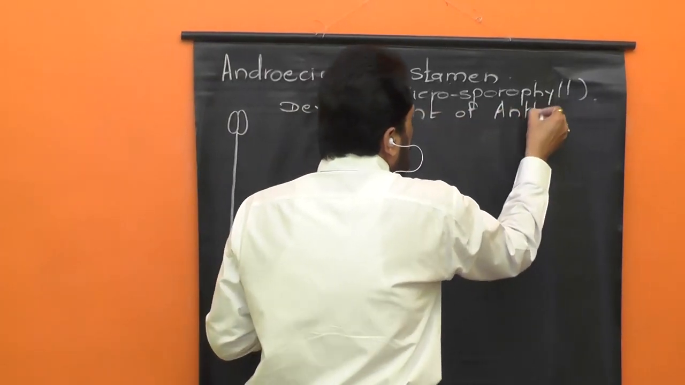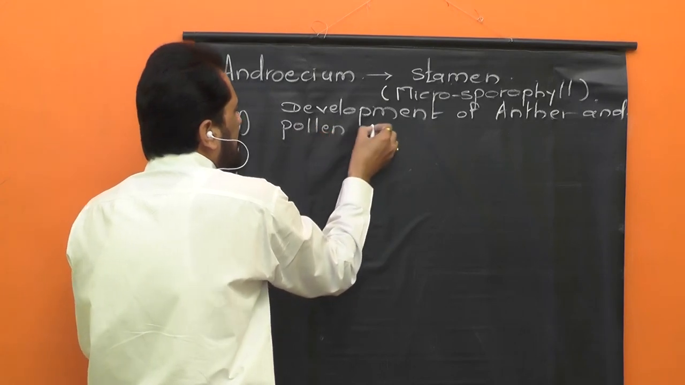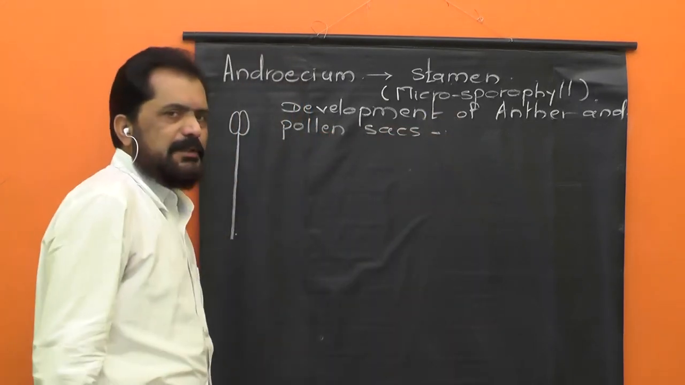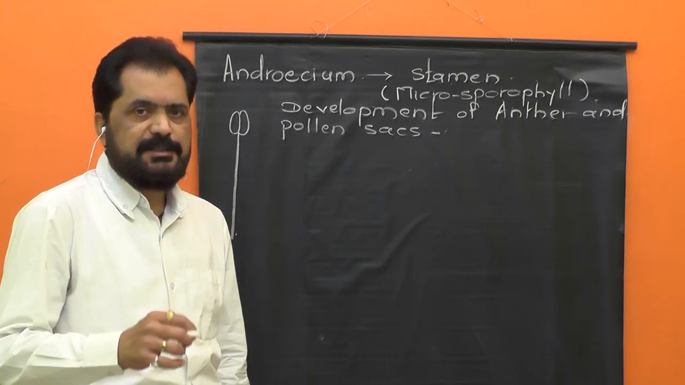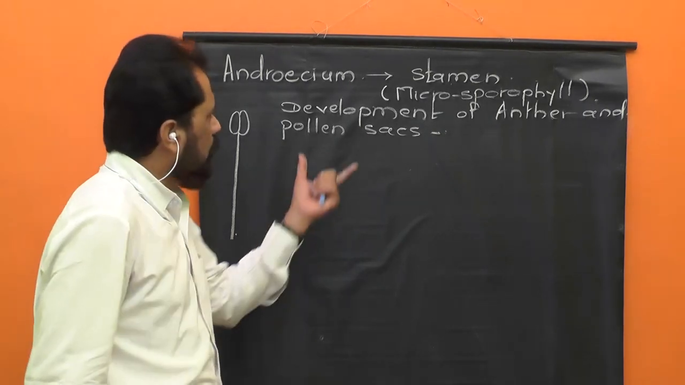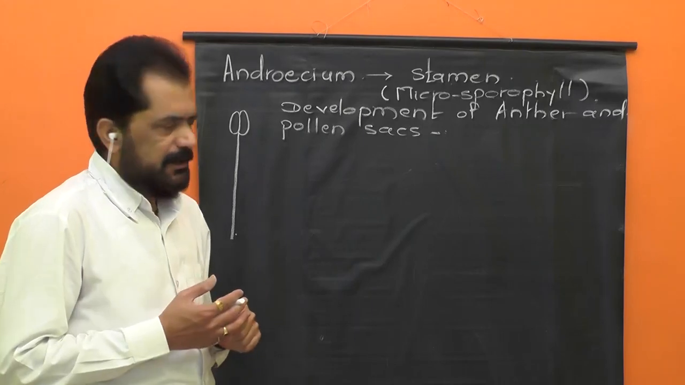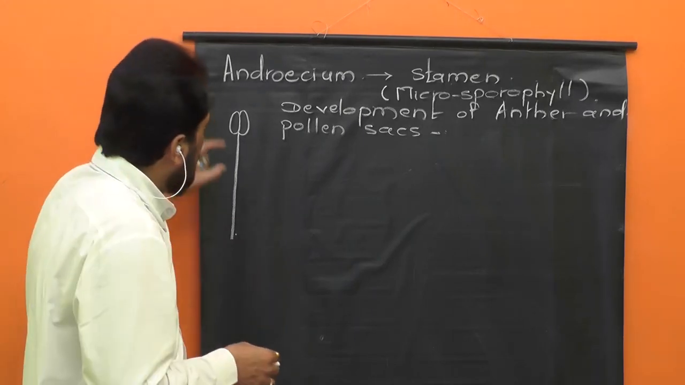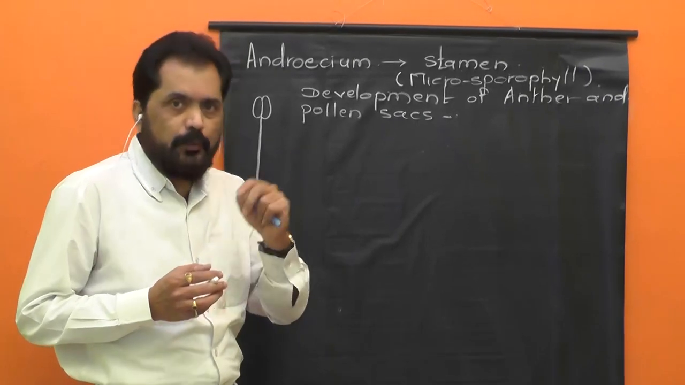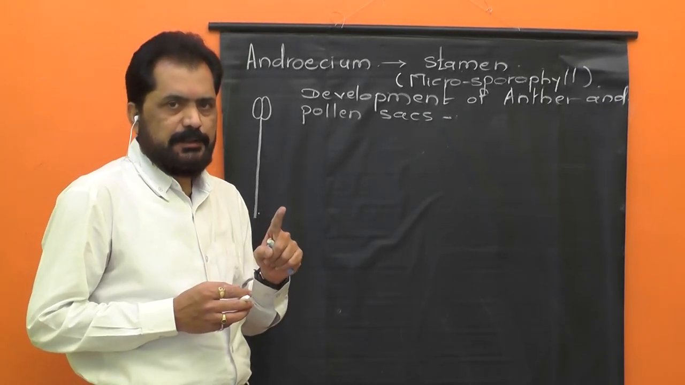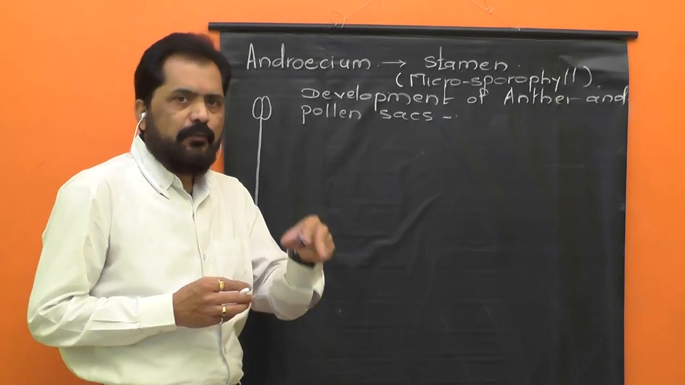Development of anther and pollen sacs. In our textbook, a very brief study is given, and I will try my best to teach you as detailed as possible about each and every concept. So, let us talk about the development of anther and pollen sacs. In the majority of angiospermic plants, the anther is bilobed, and yesterday we saw that each anther lobe contains two pollen sacs. Am I right? It means in such a bilobed anther there are four pollen sacs.